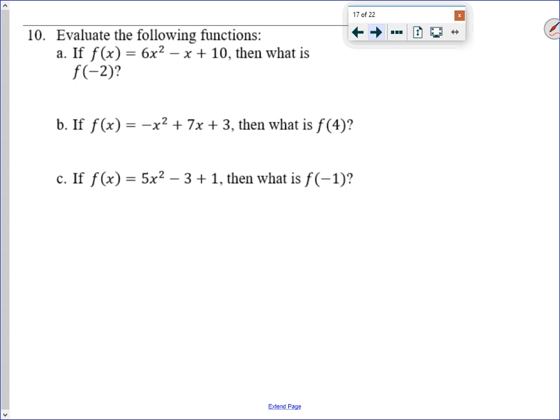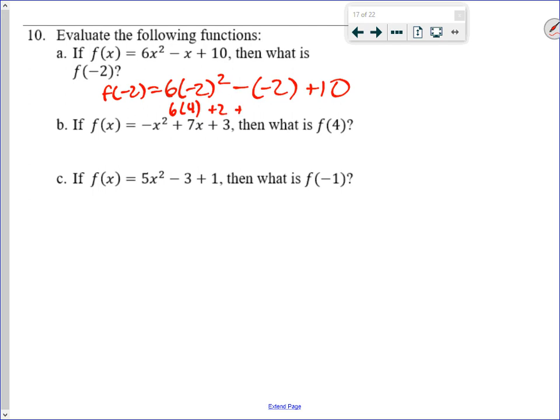All right, so this is function notation, which we've done fairly recently. And all function notation is saying is, hey, what is f of 2? So f of negative 2 equals 6 times negative 2 squared minus negative 2 plus 10. If you simplify that all the way out, you get 36. Now I'm going to double check my work here, because I can make a mistake, so let's be careful. So this is 6 times 4. Remember, when you square negative 2 times negative 2 is positive 4, plus 2 plus 10. So that's 24 plus 12. Yep, that's 36.